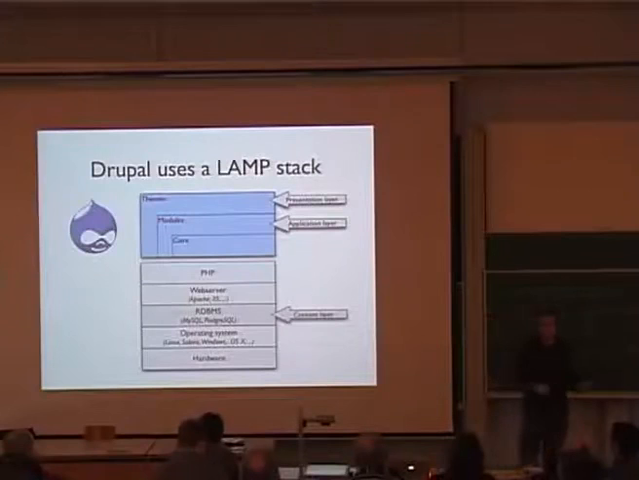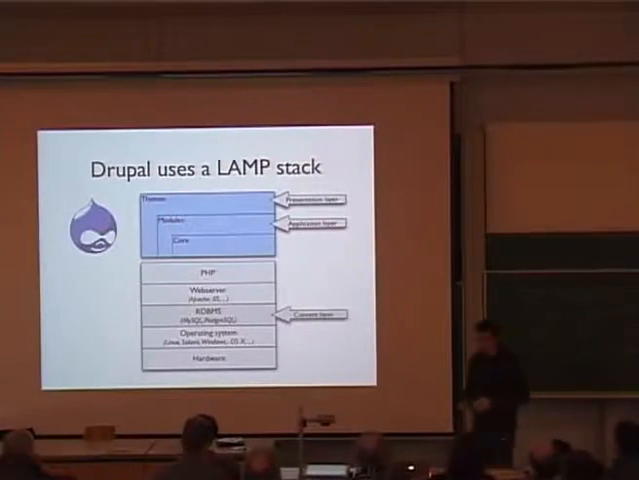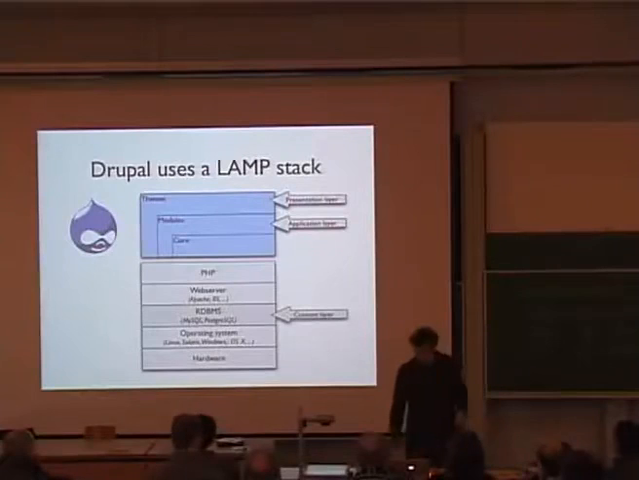And Drupal itself consists of three parts. You have the Drupal core, which is the base functionality and the building blocks. And on top of that, you add functionality, and the functionality is provided by modules. So the modules make up the application layer. And then on top of that, you have themes, and the themes define the look and feel of your site. So that's the presentation layer.